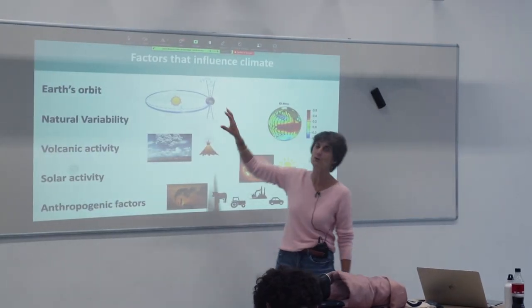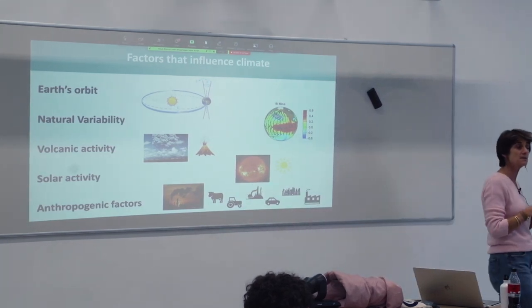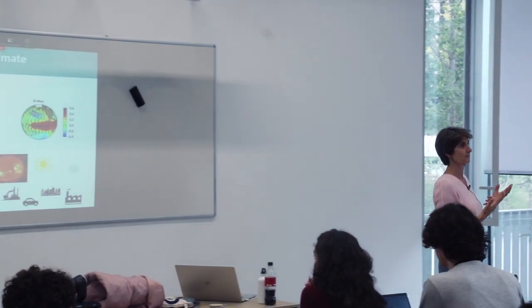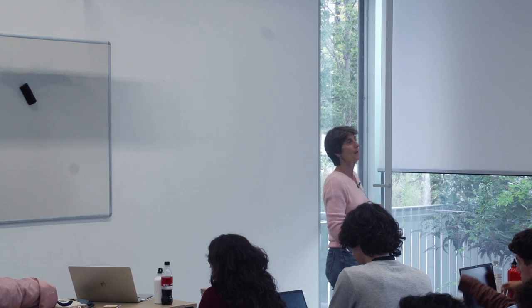So the first big cause of climate change is the orbit of our planet around the sun. That's what we call the paleoclimate theory that was discovered by Milutin Milanković, a Serbian mathematician in the 1980s something.